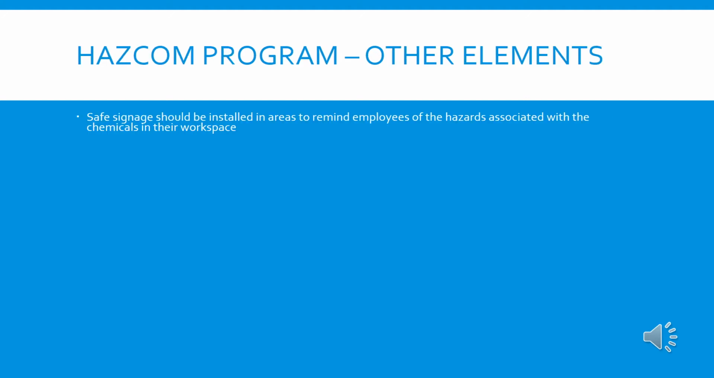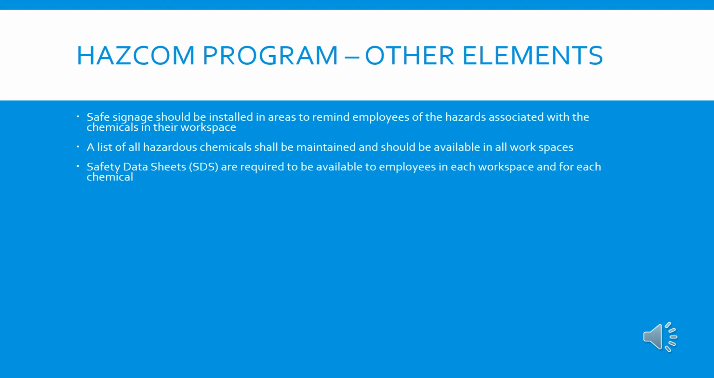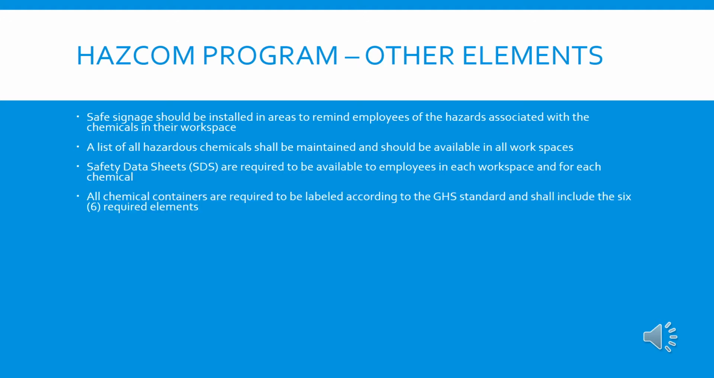Safe signage should be installed in areas to remind employees of the hazards associated with the chemicals in their workspace. A list of all hazardous chemicals shall be maintained and should be available in all workspaces. Safety data sheets, SDS, are required to be available to employees in each workspace and for each chemical. All chemical containers are required to be labeled according to the GHS standard and shall include the 6 required elements.